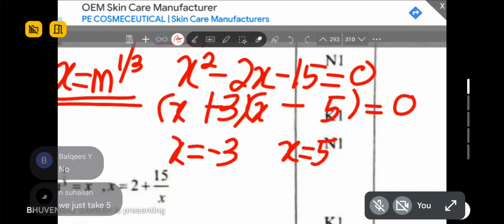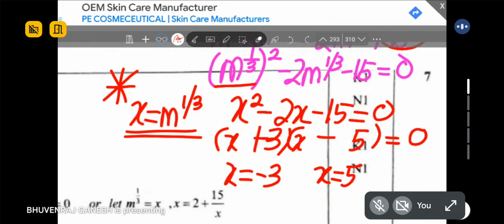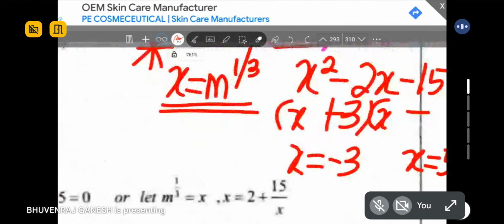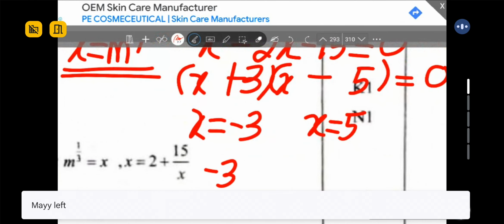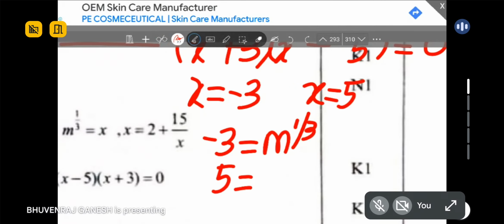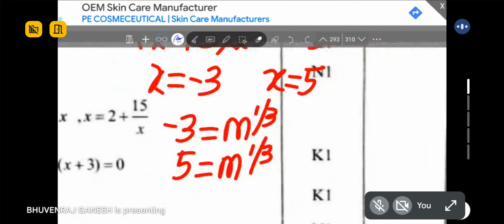Okay, yes. Okay, yeah, correct. Okay, why? Wait, let me see. Negative 3 equals m power 1 over 3. Okay, guys, you see the question carefully. When you see this question, you see negative 3 equals m power 1 over 3 and 5 equals m power 1 over 3. Correct? Because I'm using the assumption here. Saya guna anggapan yang ni, guys. So based on the x values, I get this.